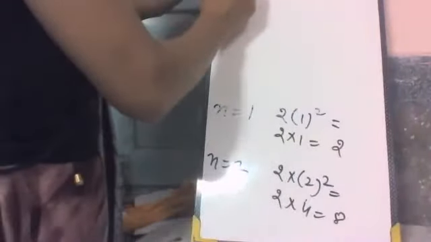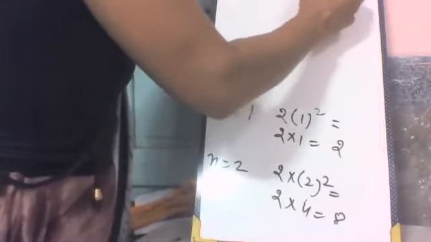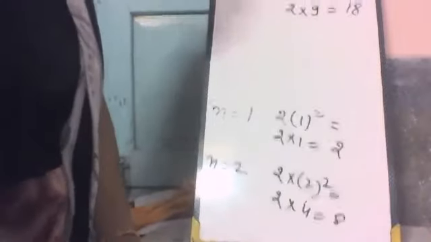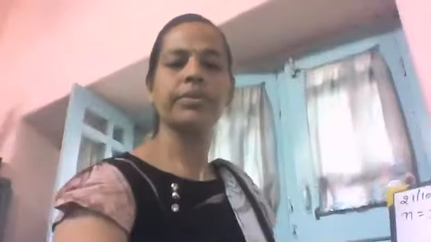If n equals 3, the third orbit, then according to 2n squared, 2 times 3 squared is 2 times 9, which is 18. The third shell can hold a maximum of 18 electrons in its orbit. Is it clear? Yes, ma'am.